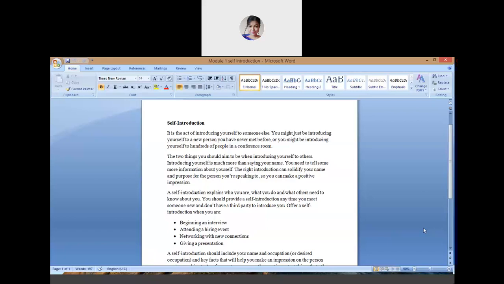And if you are in a different state, suppose you are from Shillong and currently you are in Guwahati, in that case, you can also mention the name of the state. I am from Shillong, Meghalaya. So first of all, you have to mention the name of your city or your town, and then after that you have to mention the name of the state. I am from Shillong, Meghalaya. I am from Guwahati, Assam. Okay, not Assam, Guwahati. This is the correct way of telling about your hometown.